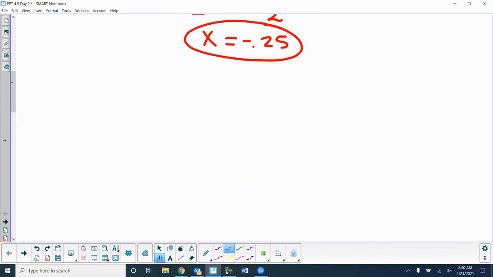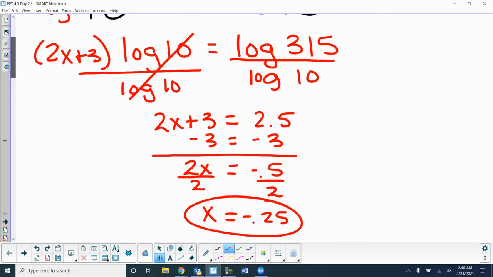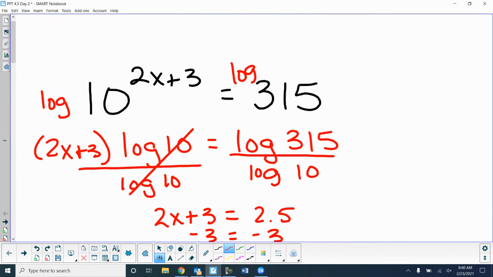Now we could check it. So we go back to the original problem and put negative 0.25 in it. Now it's going to be a little bit off. Why? It won't give me exactly 315. Why? Because I rounded, right? If I could have put down the exact answer, I'd get closer to 315.